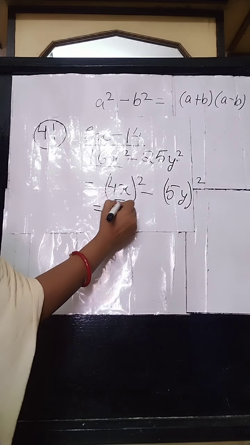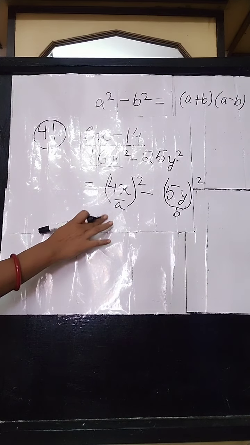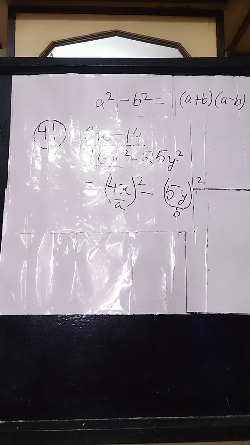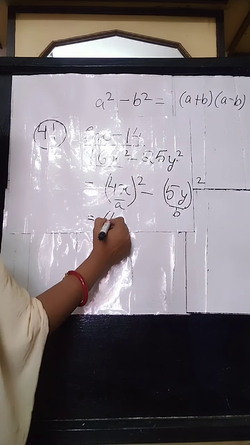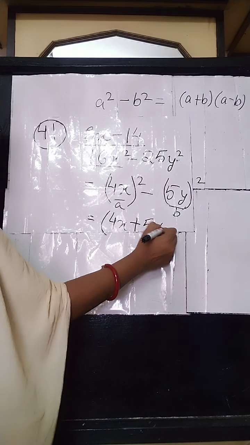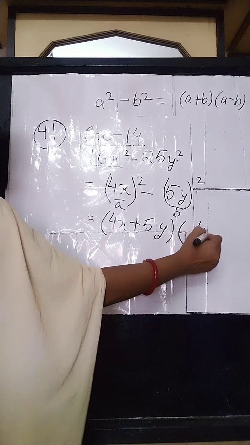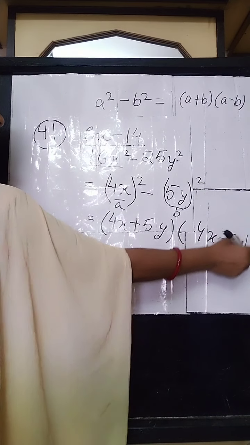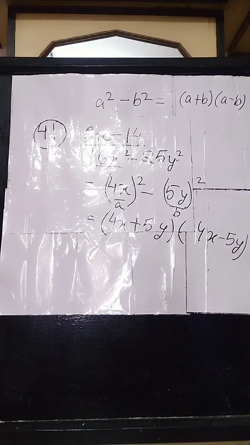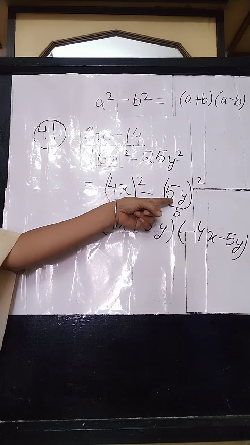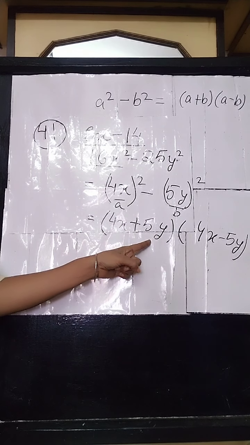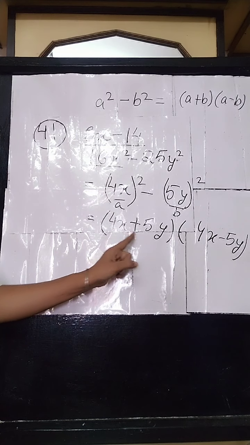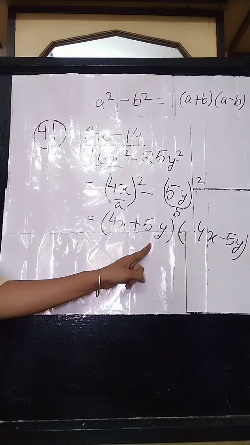So this will be considered as a and this we will consider as b. So the sum will be written in a plus b and a minus b form. So ultimately the answer will be 4x plus 5y into 4x minus 5y. Why? Because here 4x is assumed as a and 5y is assumed as b. So a plus b into a minus b, that is 4x plus 5y into 4x minus 5y.